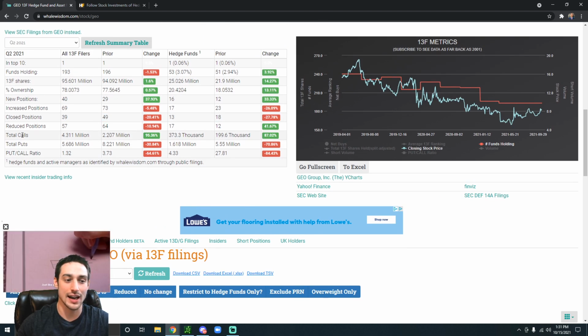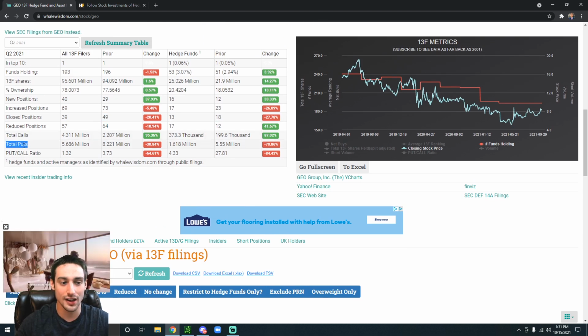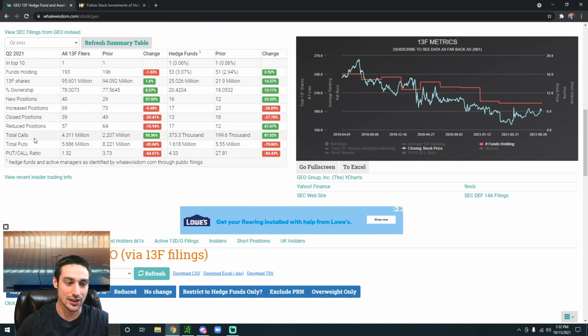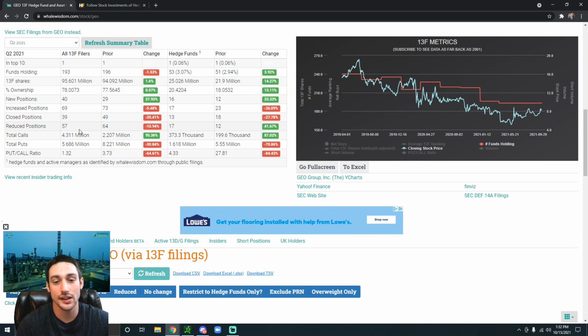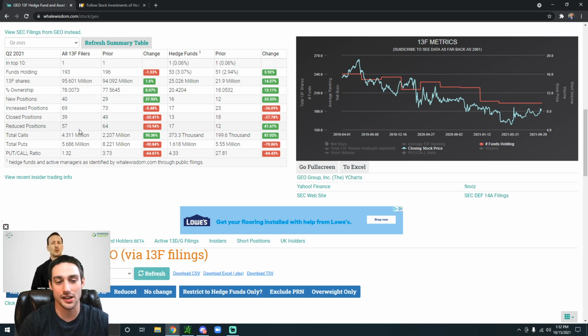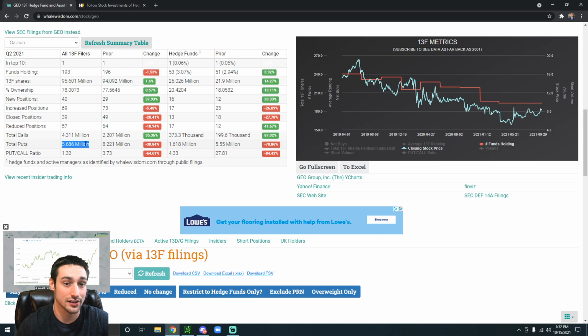Some people like to look at the total calls and total puts data. Honestly, I don't like to use that, and even the put call ratio, because you don't know if they are buying calls, if they are selling calls, if they're shorting puts, if they're buying puts, if they're hedging. There's just so many variables, and it's just not really that useful because, let's say out of these 5.6 million puts that were traded, you don't know if they bought those puts because they think the stock's going to tank down. You don't know if they bought those puts as insurance.